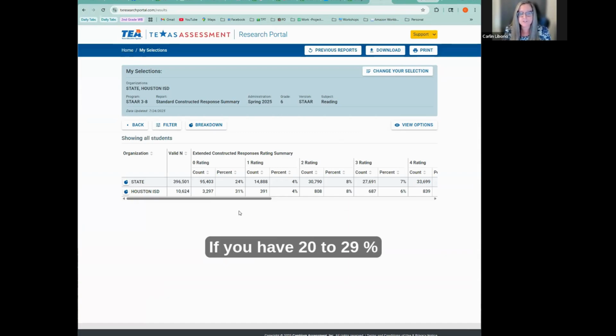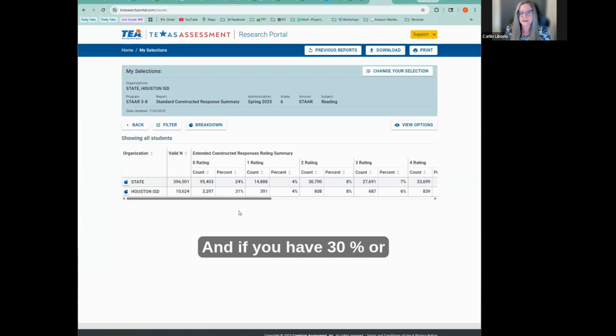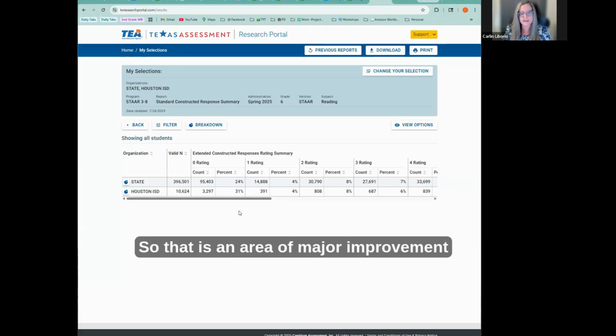If you have 20 to 29% zeros, I would say that's in the yellow zone, room for improvement. And if you have 30% or higher, I would say that's a red flag. That is an area of major improvement, to get those zeros down.